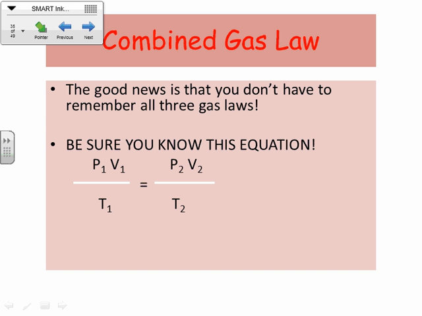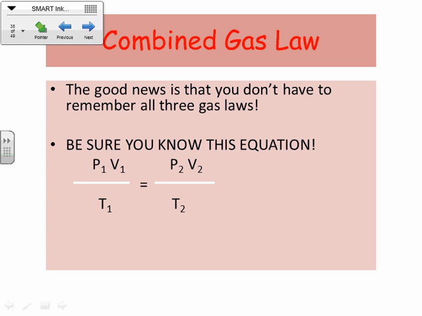Okay, so here's the good news. You don't have to remember all three gas laws. The bad news is you have to remember one gas law. And that's the one. So do you already have this one on your paper? Yeah. All right, so be sure you know this equation. P1V1 over T1 equals P2V2 over T2. That just basically takes the gas laws we've learned and mixes them all together. Okay? Yeah, that you need to know.